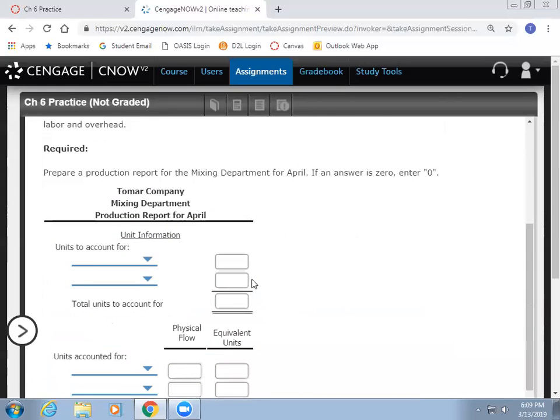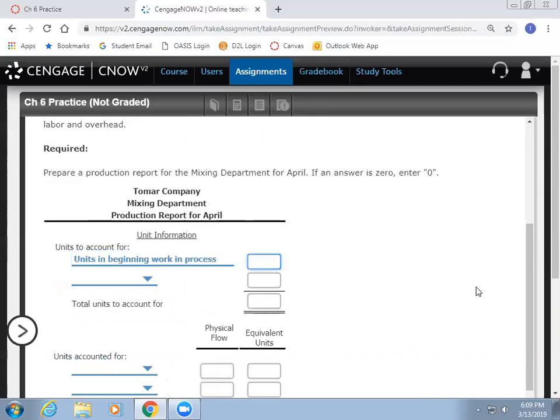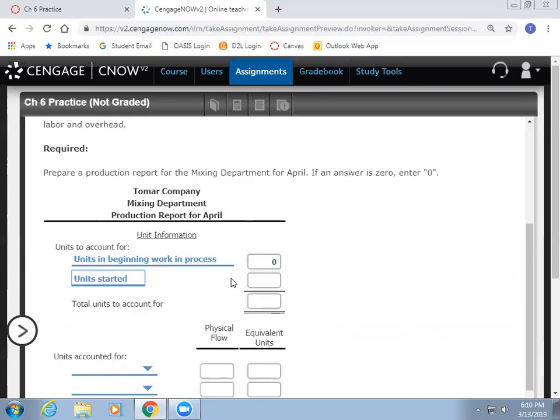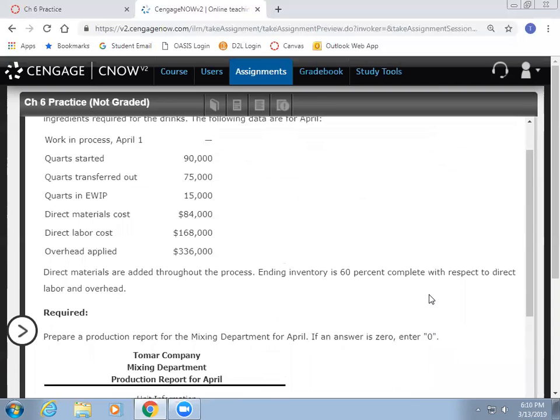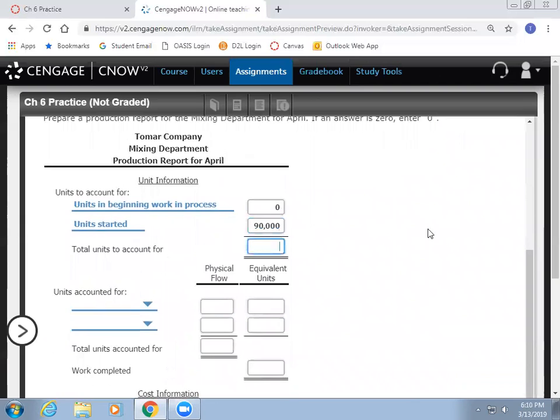So again, we start out with the same little reconciliation. We're going to start with units in beginning work in process, which we know to be 0. And then we're going to add in units started. Well, in this case, they told us that was 90,000. So that's the total units we have to account for, 90,000.